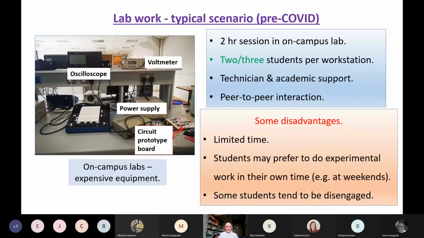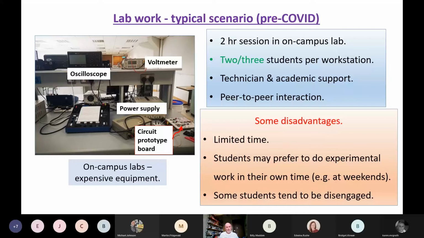So very expensive equipment. Now, there are some disadvantages with this scenario, which has been basically the scenario since time immemorial, is that the students do have limited time to carry out an experiment. A lot of students may actually prefer to do experimental work in their own time. So for example, at weekends, where they can show a little bit of creativity, relax a little bit, have a bit of flexibility in how they approach the experiment.